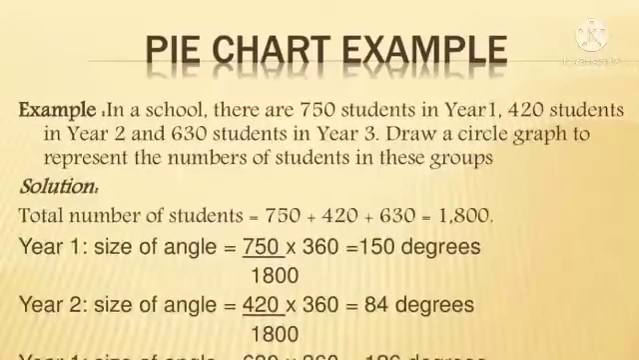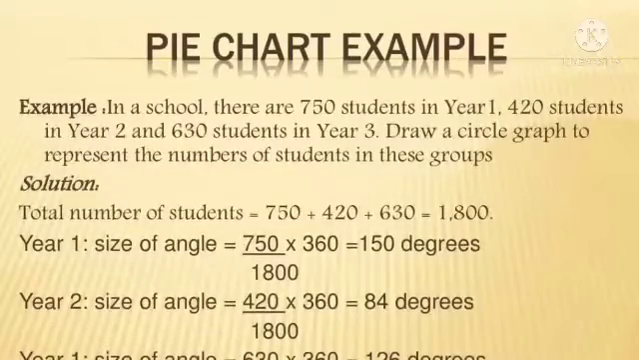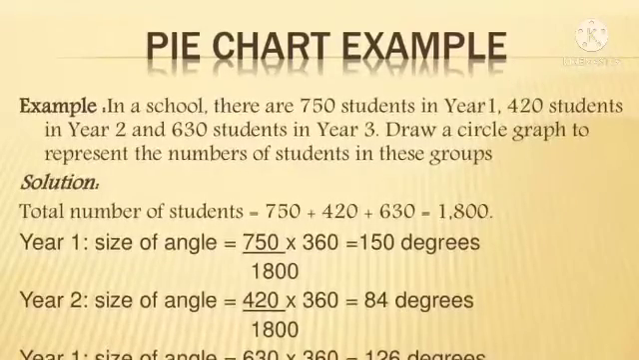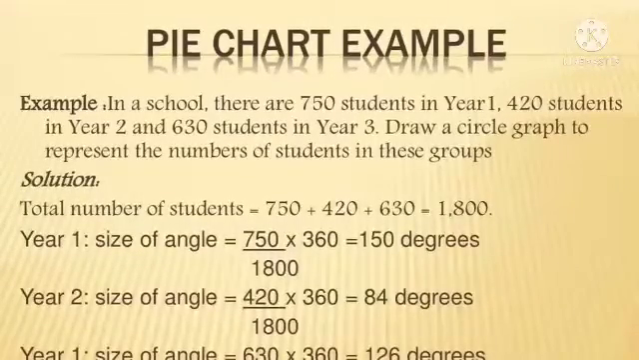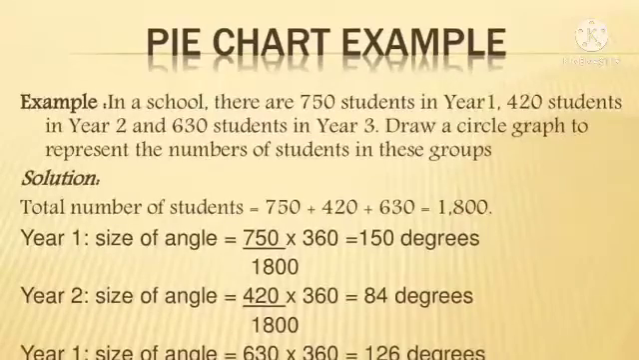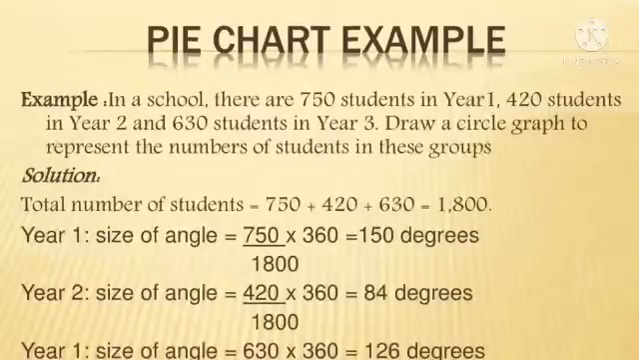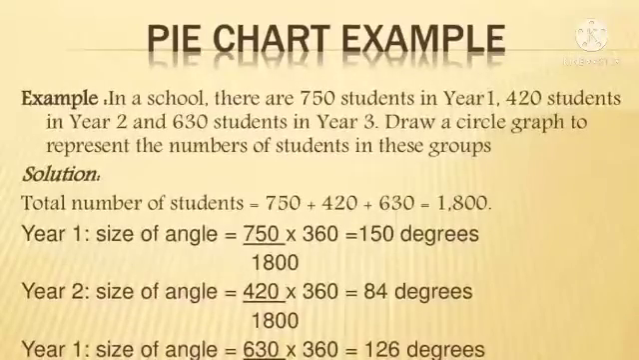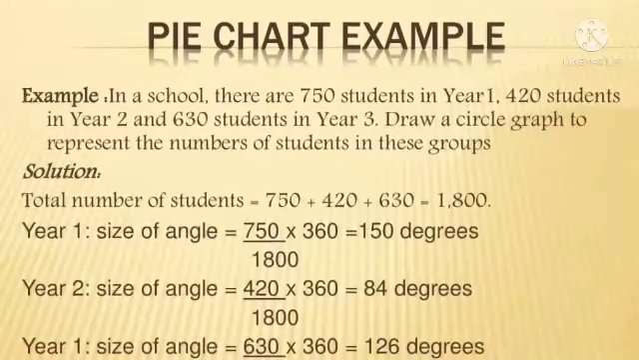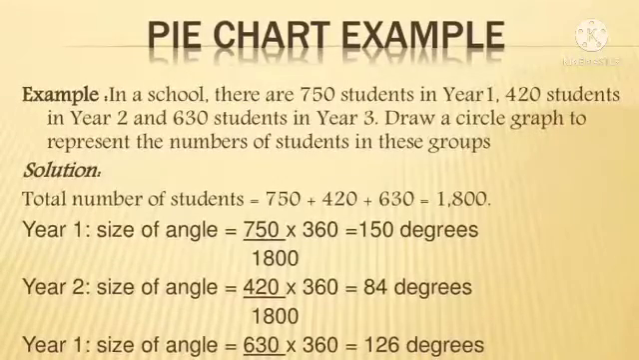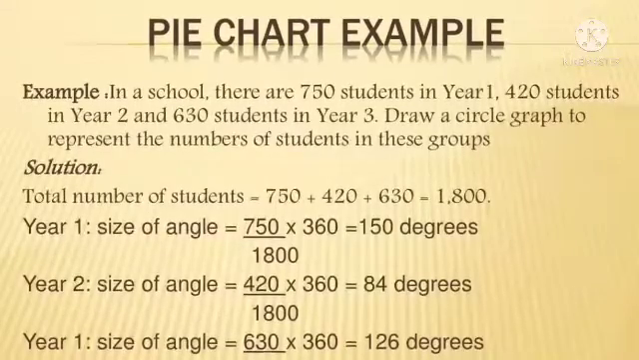Pie chart example. In a school, there are 750 students in year 1, 420 students in year 2 and 630 students in year 3. Draw a circle graph to represent the numbers of students in these groups. Solution. Total number of students is equal to 750 plus 420 plus 630 is equal to 1800.